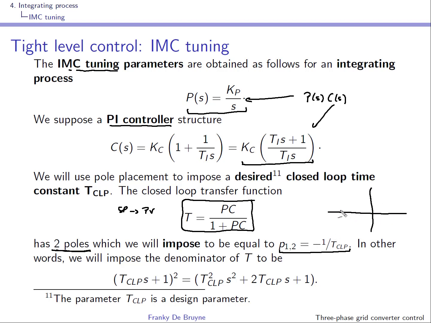So we'll put them somewhere over here in minus 1 over TCLP. Well, we need to put them to the left of the imaginary axis to make sure that the closed loop is stable. And this TCLP will actually be our design parameter. It is the desired closed loop time constant that we need for our control loop. Since we have a second order, we need to impose both poles at this location.